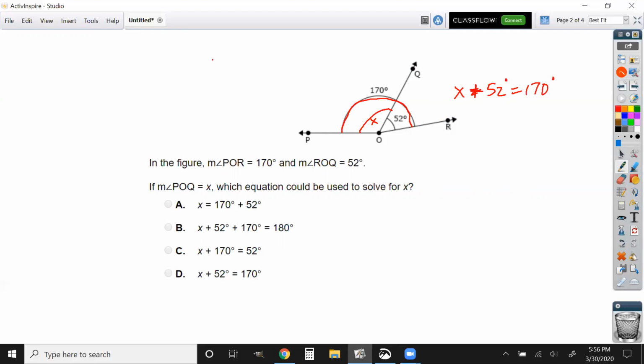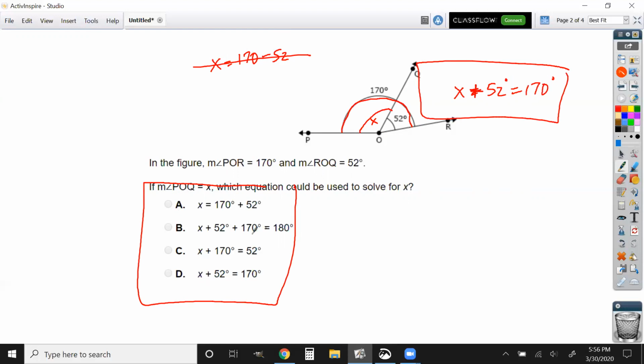Some of you might say X is equal to 170 minus 52. But when we look down here at our possible answers, there's nothing here with subtraction. So this was not going to be a good choice, even though it's correct. This is really what we should be looking for, and that would be choice D: X plus 52 degrees equals 170. So I'll let you pause for a moment and think about what you're doing. Make sure you understand that one.